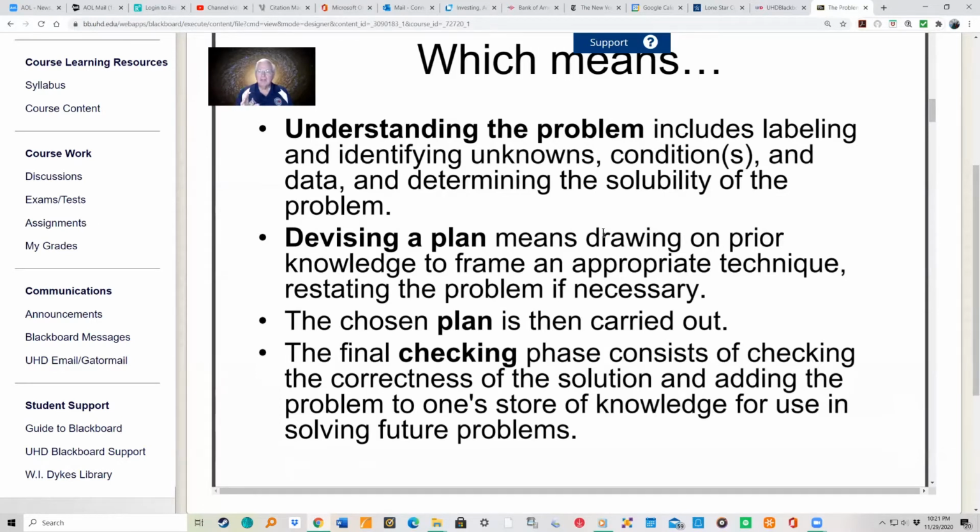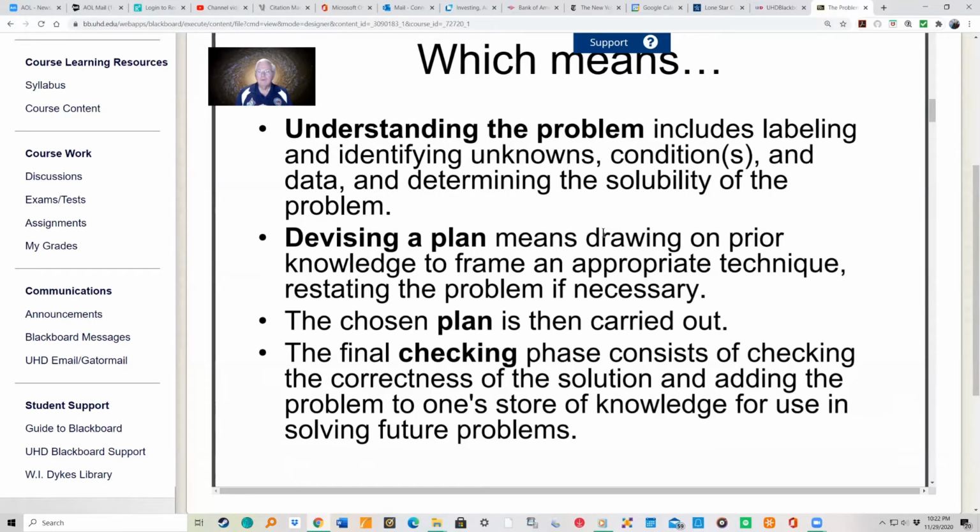You have to frame techniques and methods and processes and procedures. Sometimes you even have to restate the problem. And it's at this level that you have to really pull from your metacognition. You have to think about your thinking to design the plan.